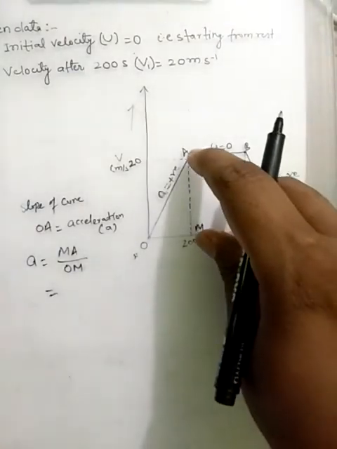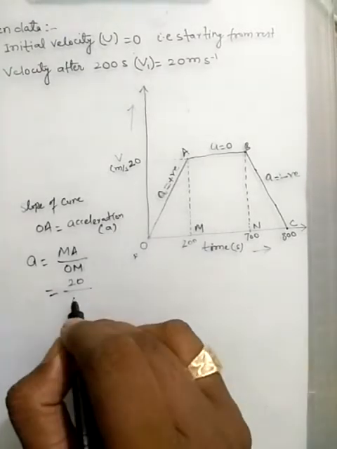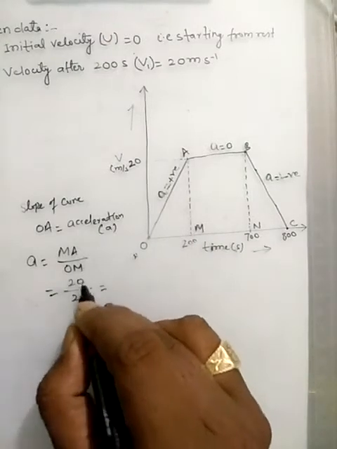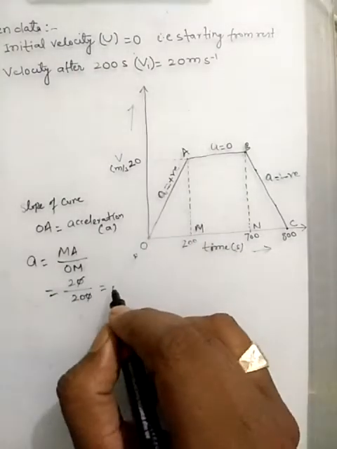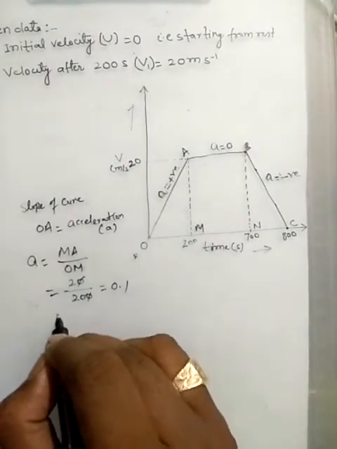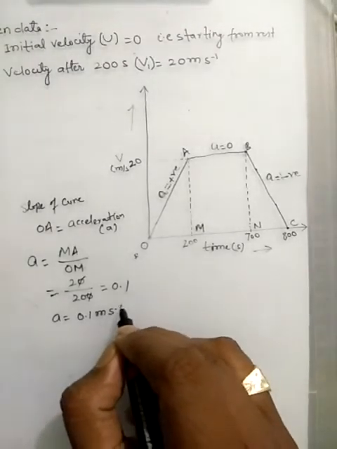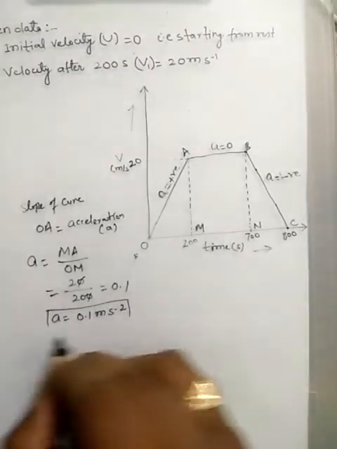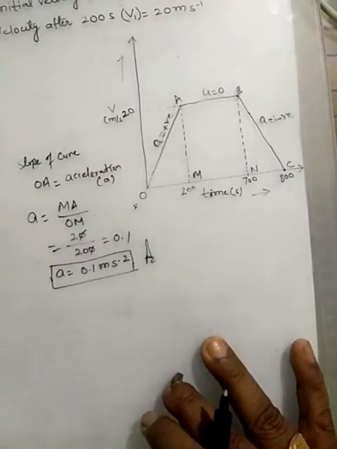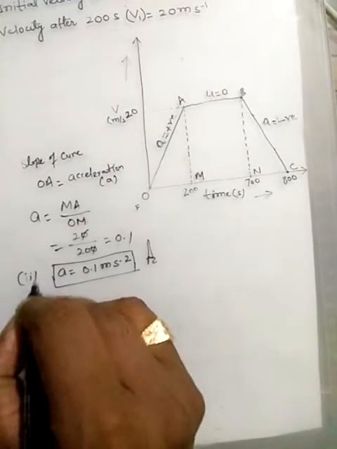MA is 20 meter per second and OM is 200, and this is 0.1, then acceleration will be equal to 0.1 meter per second square. This is the second part of the question.